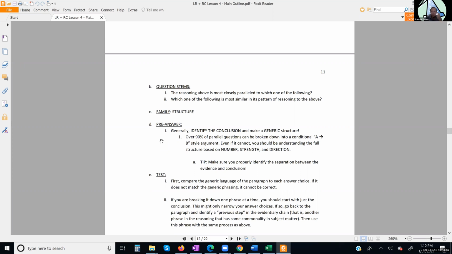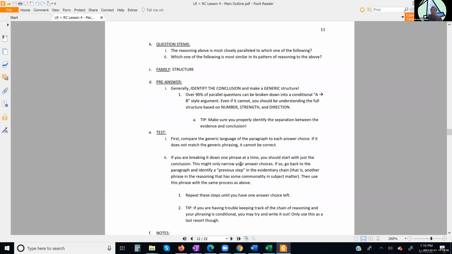Your go-to strategy should be trying to handle it in your head. Now, if you can't put it in conditional terms, you just got to keep it generic and understand generally what the argument's trying to do from a structural perspective. So it's in that structure family.